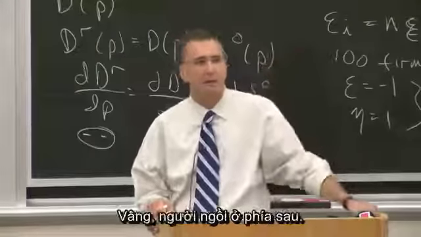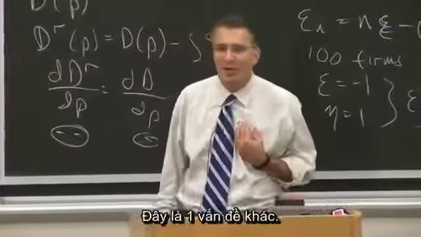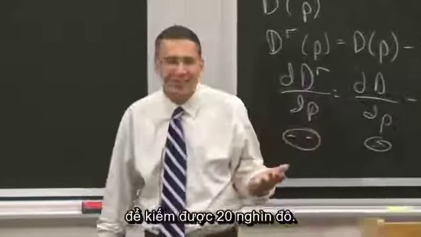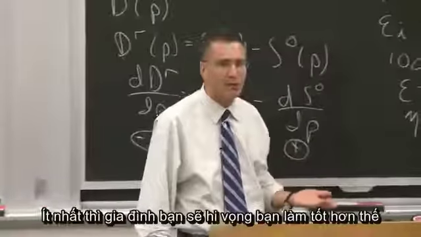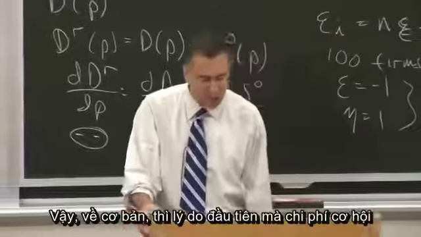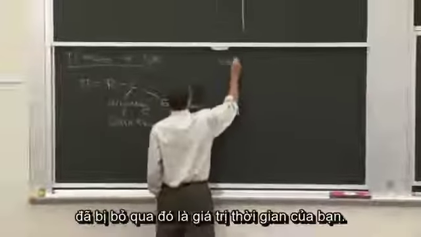Yeah, in the back. I could have gotten another job that paid more. Here's the other thing about it. I just spent an entire year, and I made $20,000. You're hoping you do better than that with an MIT degree. At least your parents are hoping you do better than that with an MIT degree. So basically, the first source of opportunity cost, what this has missed, is the value of your time.